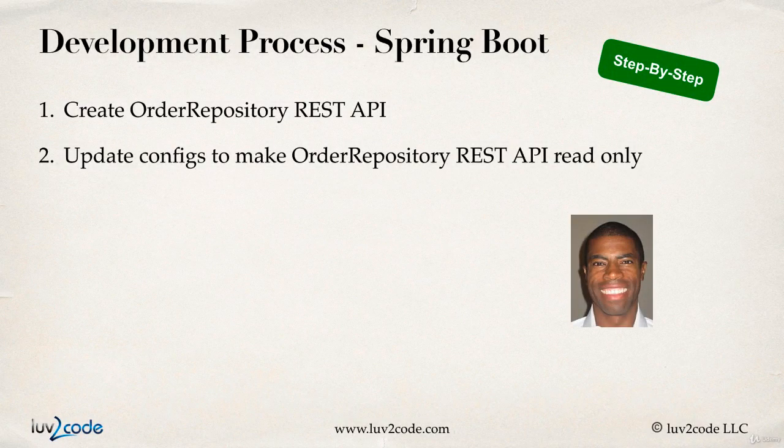Alrighty, so let's go ahead and get started. So the first thing we'll do is create the order repository REST API, and then also go through and update the configs to make the API read-only.